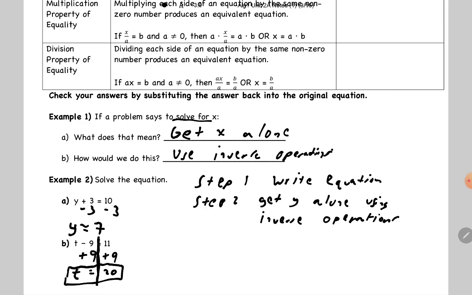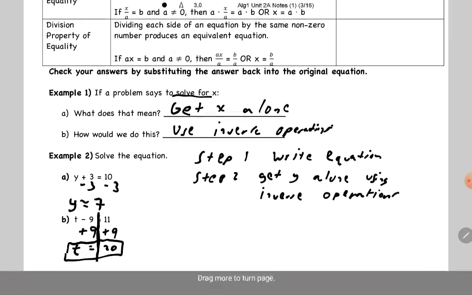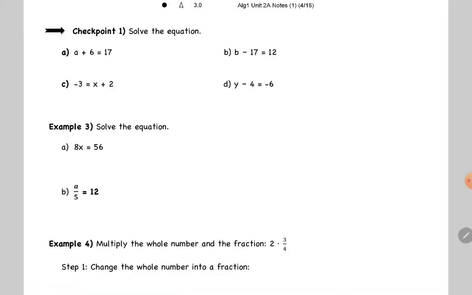Let's move on to the next, or whatever the next page is. All right, solve the equation. That means we have to get the variable alone. So a plus 6 is 17. So that means we're going to subtract 6 from both sides and get a equals 11. So b minus 17 is 12. I'm going to add 17. So you're just doing the opposite operation to both sides, and you must do it to both sides. Otherwise, the equation is not the same. So b equals 29.